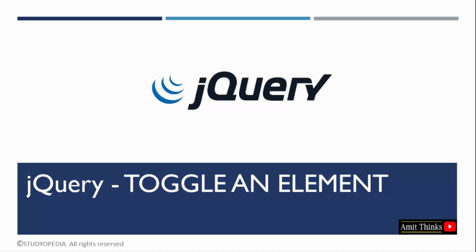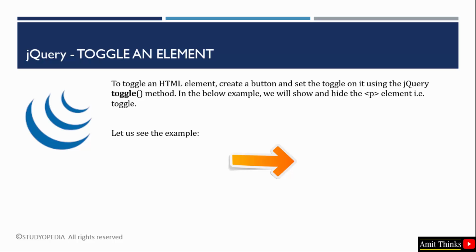Let's see how. To toggle an element, jQuery has provided a built-in method, toggle. In this example, we won't be clicking a button to toggle. We will click, let's say, a P element, a paragraph element. On clicking that specific paragraph element, another element will hide, then it will show. That means the toggle feature. Let's see the example to understand the concept.